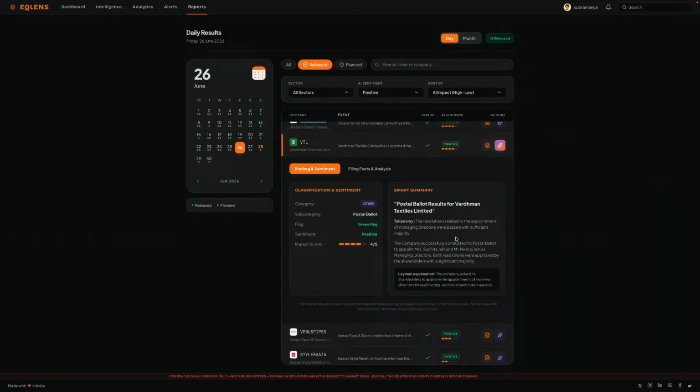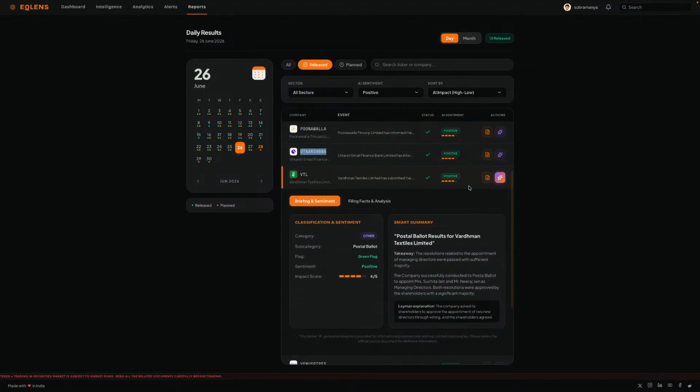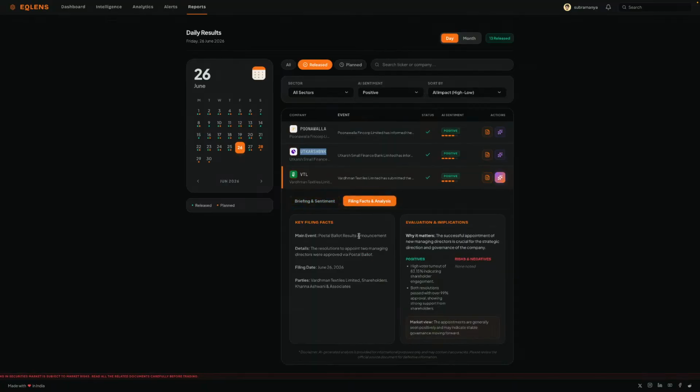VTL, Vardhaman Textile Limited. I see that the sector has been in an uptrend for a few days. The whole textile industry, mainly because the IT sector is getting down, and people are diversifying or taking money out of IT and putting it somewhere else. And one is pharma and textile, which got the benefit of that, mainly because of the AI. The successful appointment of new managing director is crucial for the strategic. Okay, it's a new managing director.